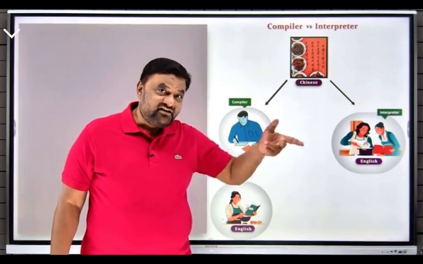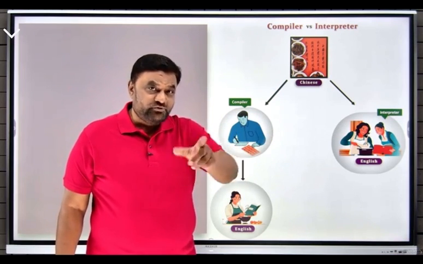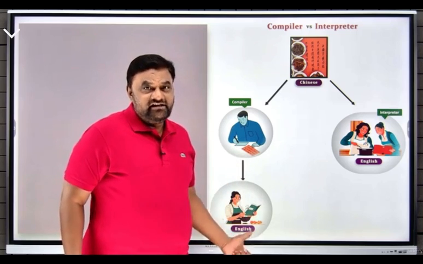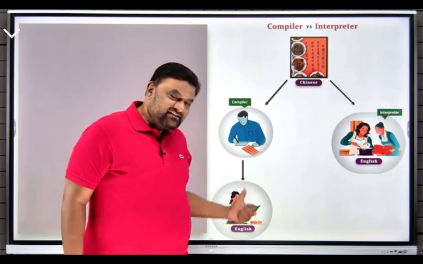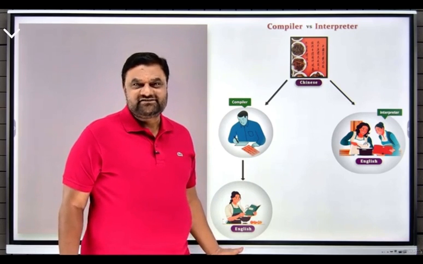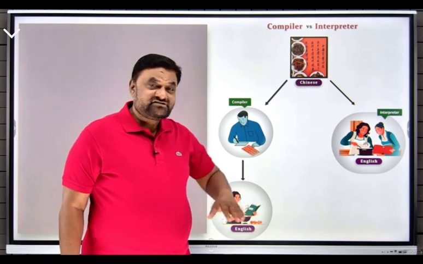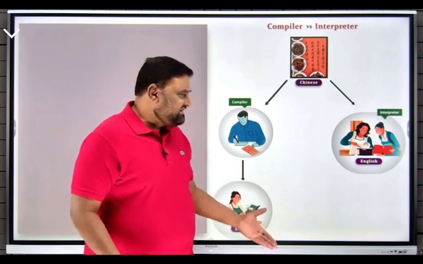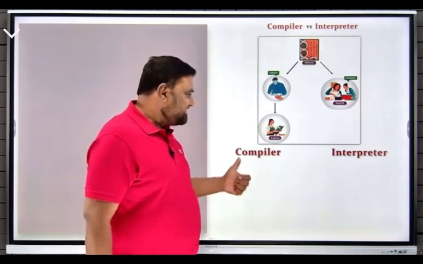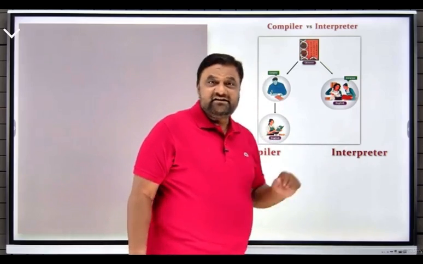So there the translation as well as preparation both are going simultaneously. Here, first the translation is comfortably done, fully completed, then preparation is done. First complete translation done, then preparation started. So let us compare these things. This is the compiler method and this is the interpreter method.